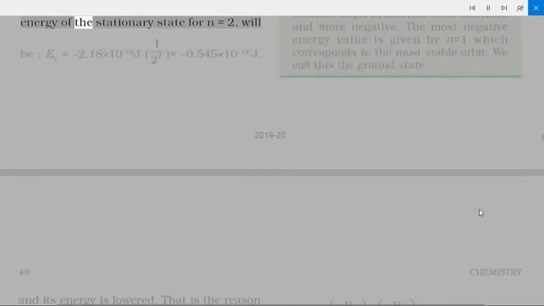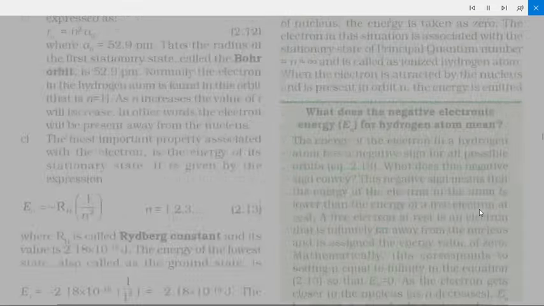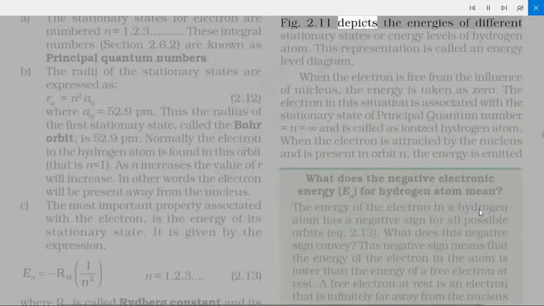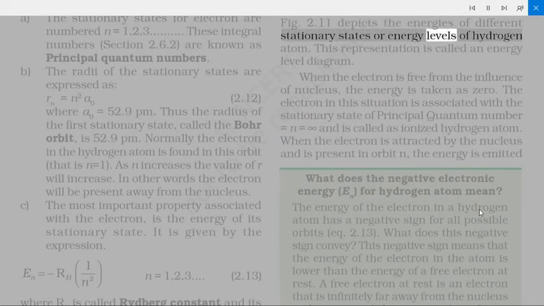The energy of the stationary state for n = 2 will be E2 = −2.18 × 10⁻¹⁸ J (1/2²) = −0.545 × 10⁻¹⁸ J. Fig. 2.11 depicts the energies of different stationary states or energy levels of the hydrogen atom. This representation is called an energy level diagram.